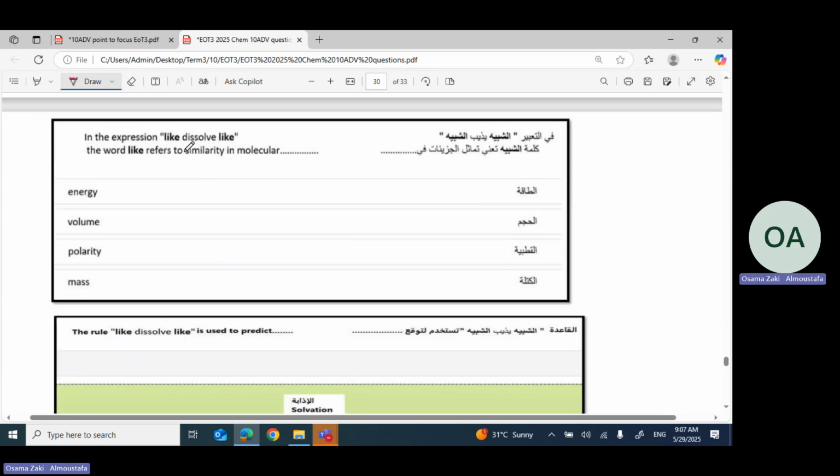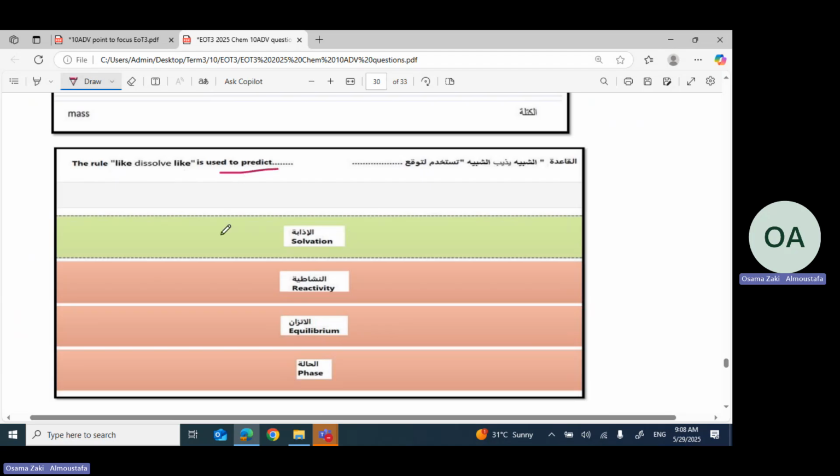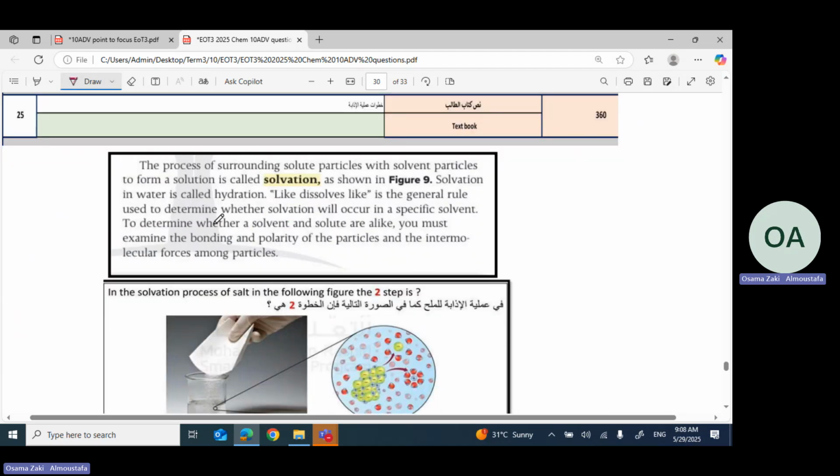The expression like dissolves like is regarding the polarity: polar, polar, non-polar, non-polar. It will predict solvation. What is solvation? Solvation is the process of surrounding solute particles with the solvent to form a solution. So we have some steps.